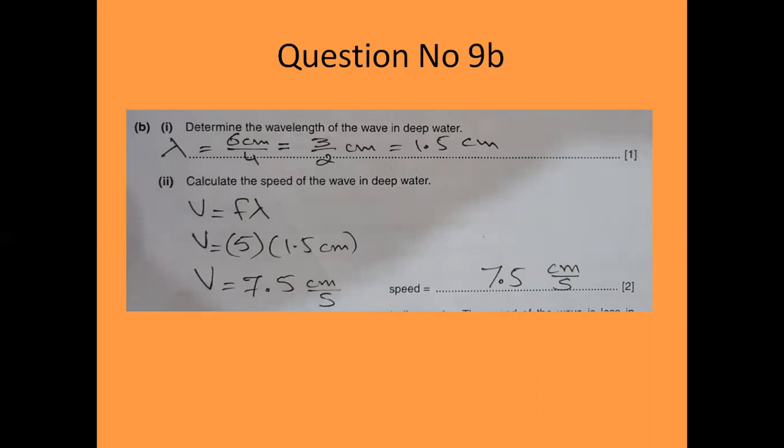Here, remember one thing: if the lambda is in centimeters, then when you find the velocity, it will be in centimeters per second. If the wavelength or lambda is in meters, and you calculate the velocity, the unit of the velocity will be meters per second. Because here the wavelength was in centimeters, that's why the speed will be centimeters per second.